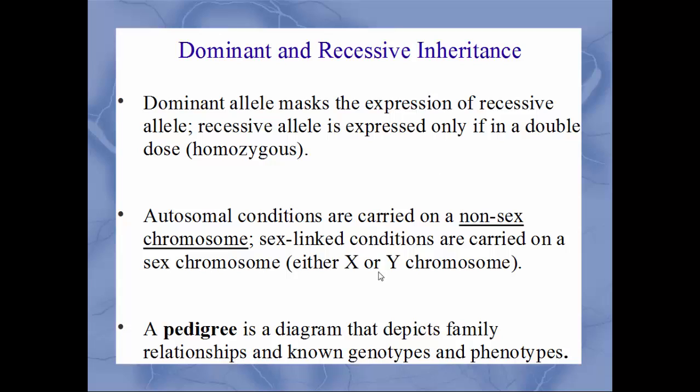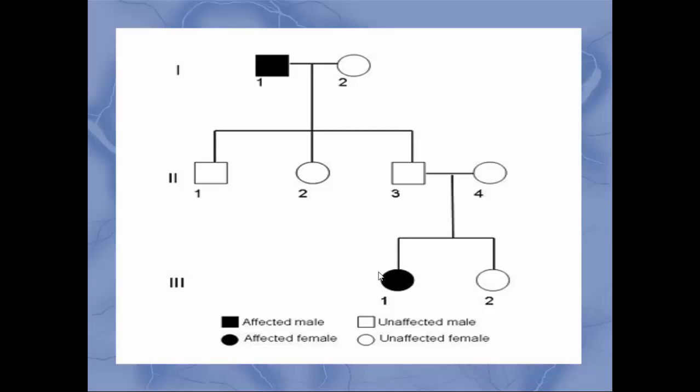Okay? And the way you can draw this out, covering the passing on of a condition or a trait through various generations, is called a pedigree. This is a diagram that will depict known genotypes and phenotypes of a family. Here's how a typical one looks. They will vary in what color they're shaded or whatnot, but the shapes always mean the same thing. The squares are always going to represent males, and the circles always represent females.